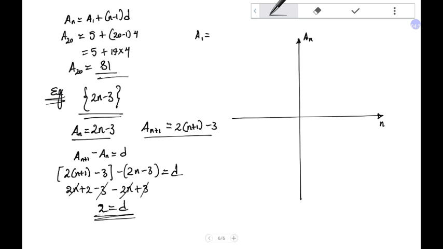a1 equals 2 times 1 minus 3, which is minus 1. a2 equals 2 times 2 minus 3, which equals 1. a3 equals 2 times 3 minus 3, 2 times 3 is 6, 6 minus 3 is 3. a4 equals 2 times 4 minus 3, which equals 5.